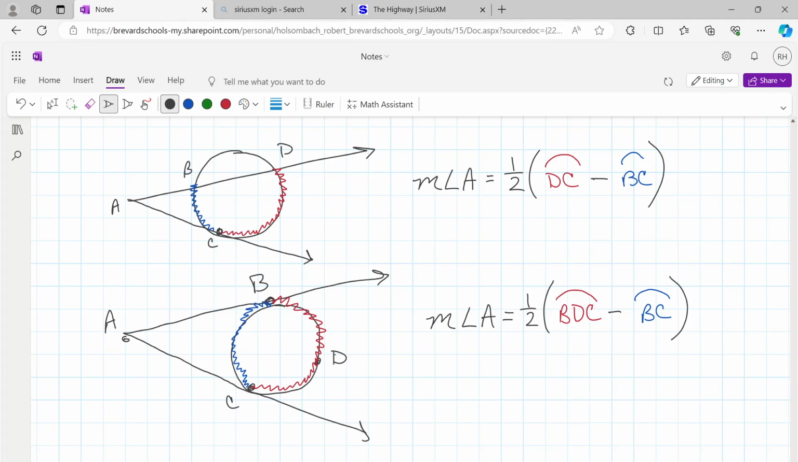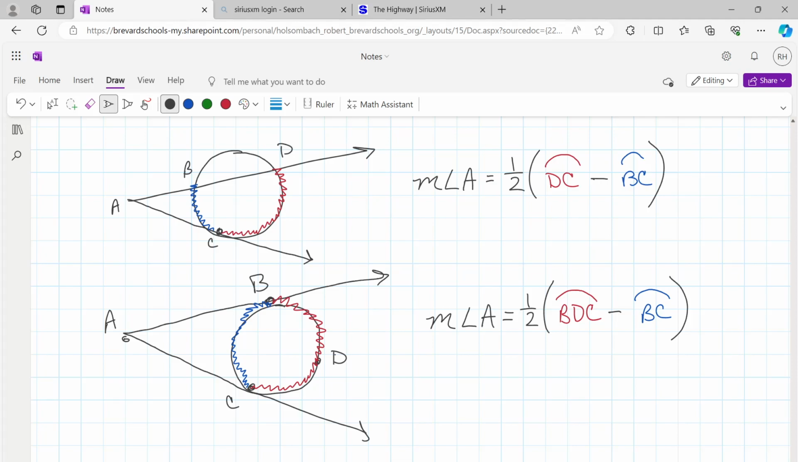All right, so the rule remains the same. It's just a matter of identifying the big arc and the little arc. And obviously, you always want to subtract big arc minus little arc so that you get a positive difference in the two arcs. You don't want a negative difference in the arcs because it'll give you a negative angle measure.